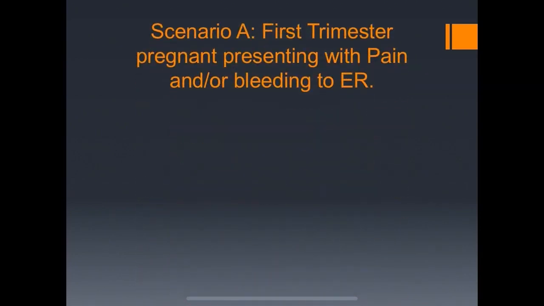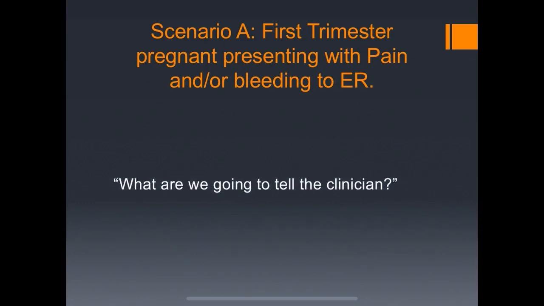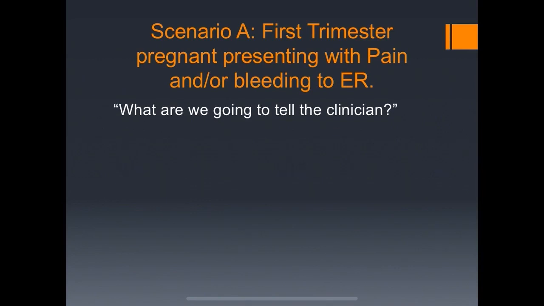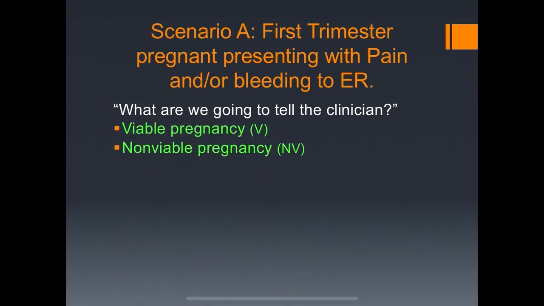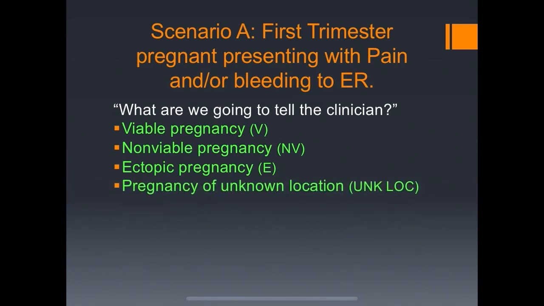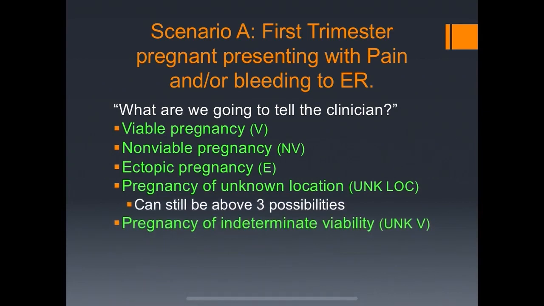The first scenario being the first trimester pregnancy, coming in with pain and or bleeding. So the clinician is going to want to know what's the prognosis for the baby, for the pregnancy. Is it a viable pregnancy? Is it a non-viable pregnancy? Is it an ectopic pregnancy? Is it a pregnancy of unknown location, in which case it could still be any of the top three possibilities? Or is it a pregnancy of indeterminate viability, meaning that it is either viable versus non-viable?